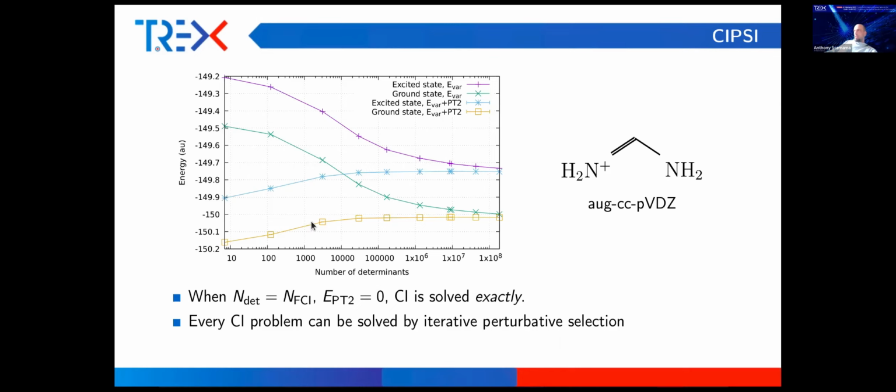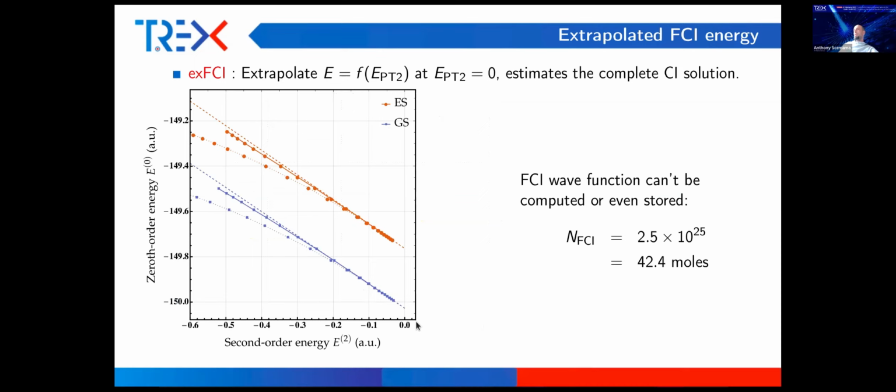And the curve you have down here is the PT2 correction. It's a perturbative correction to try to estimate the full CI energy. And you see that this energy converges. What is important is to see that this perturbative correction is zero when you have reached the full CI. So you can use this feature to extrapolate and estimate the full CI energy. Typically this is what we do: we plot the energy as a function of the PT2 correction and we extrapolate to zero, and this is how we can estimate the full CI energy.